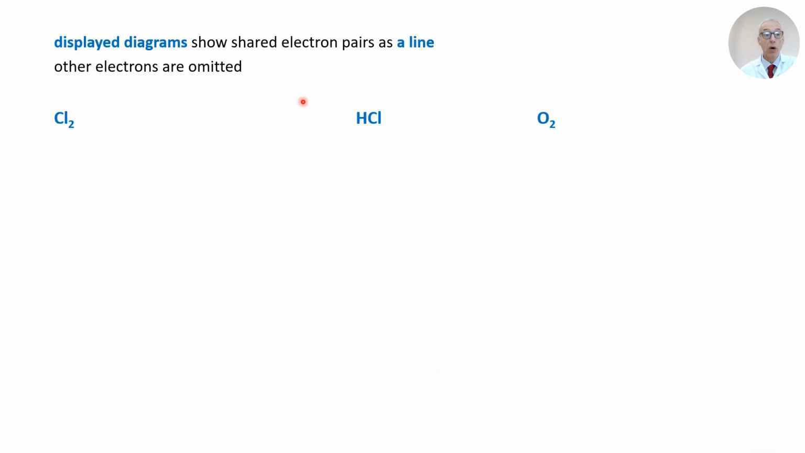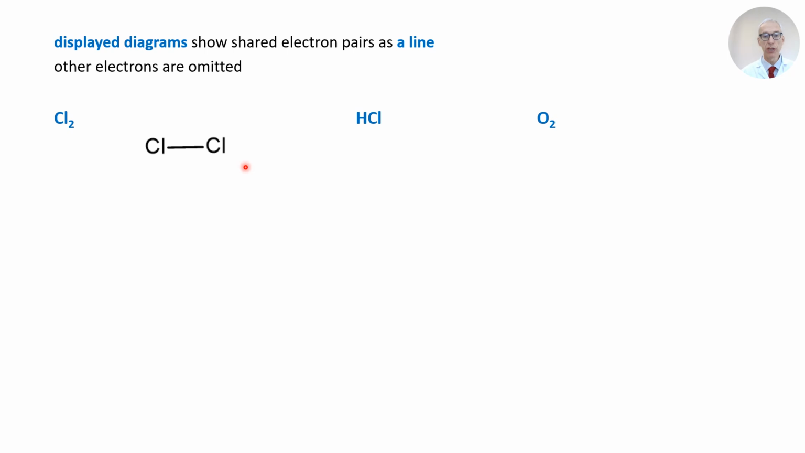Covalent molecules are also shown in displayed diagrams, which show the shared electron pairs as a line. No other electrons are drawn, so just those involved in the bonding. So let's just look at one example. Chlorine, Cl2, very simple. There's one shared pair of electrons, so Cl line Cl. There is the displayed diagram for chlorine molecule.